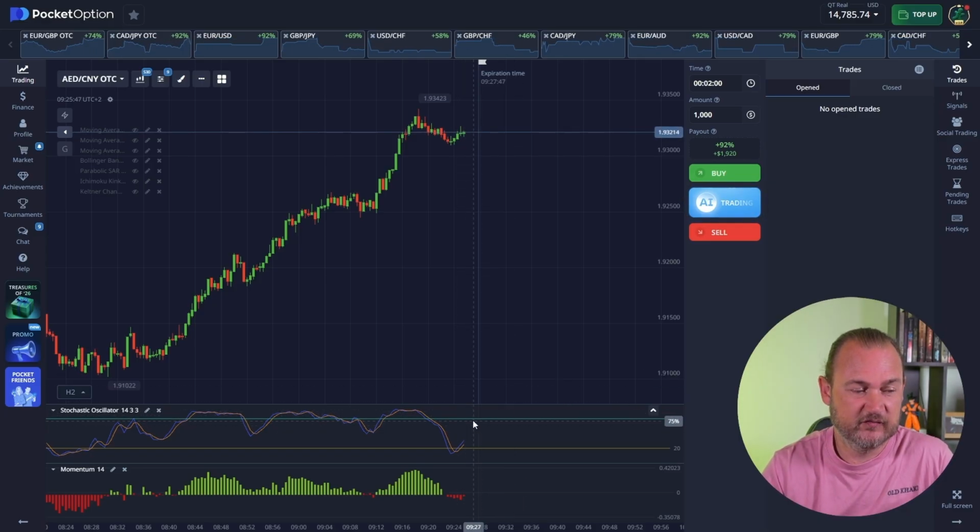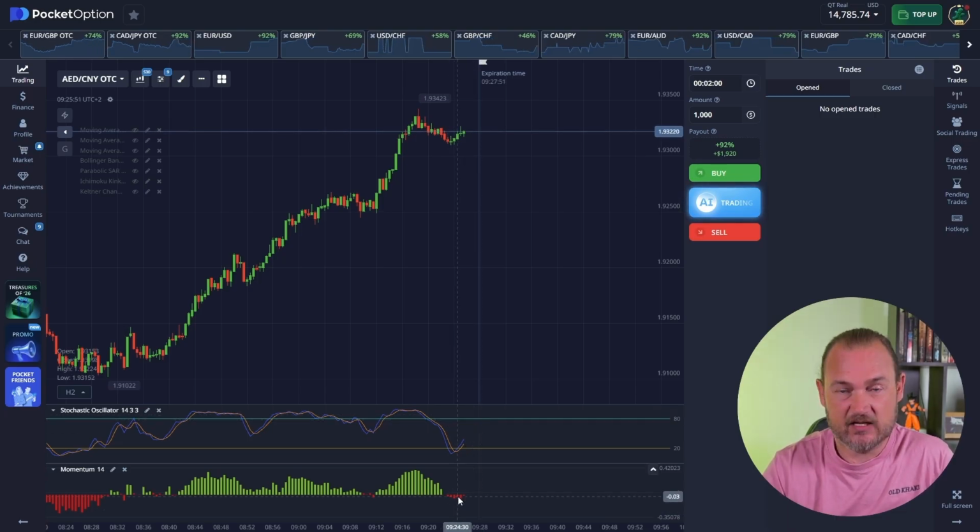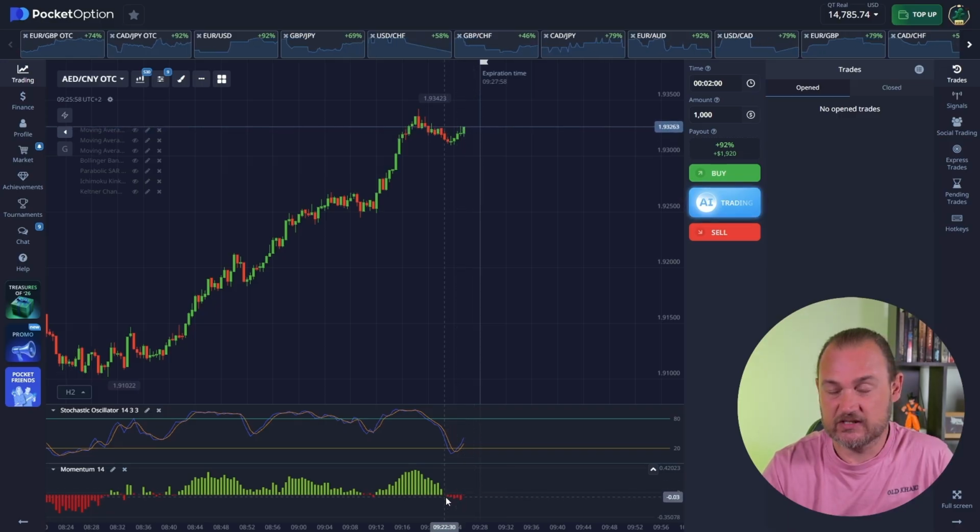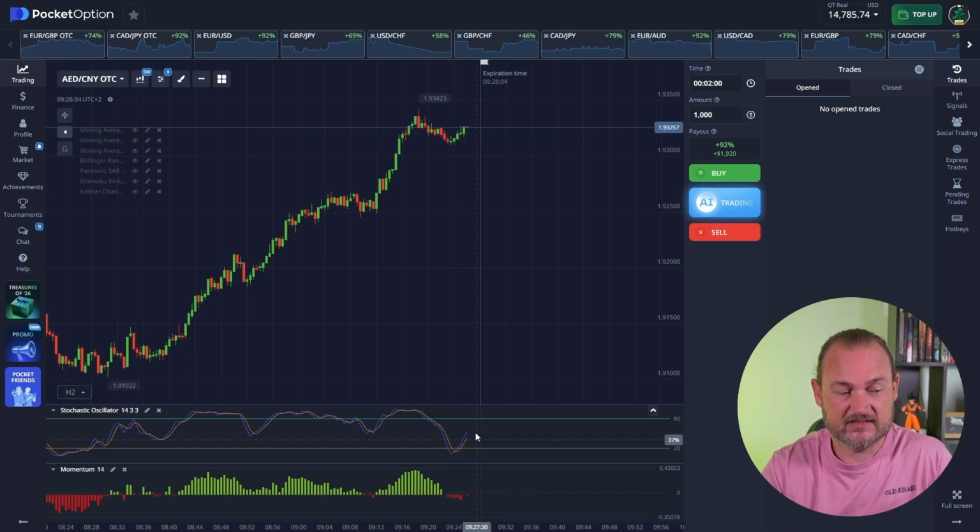So what we're going to look for is price entering the overbought area, and at the same time we need to see a switch in momentum. Right now the momentum indicator is showing us bearish momentum, that is showing us that price has a little bit of bearish momentum. We can see that the stochastic is low. We're not even above 50 yet.